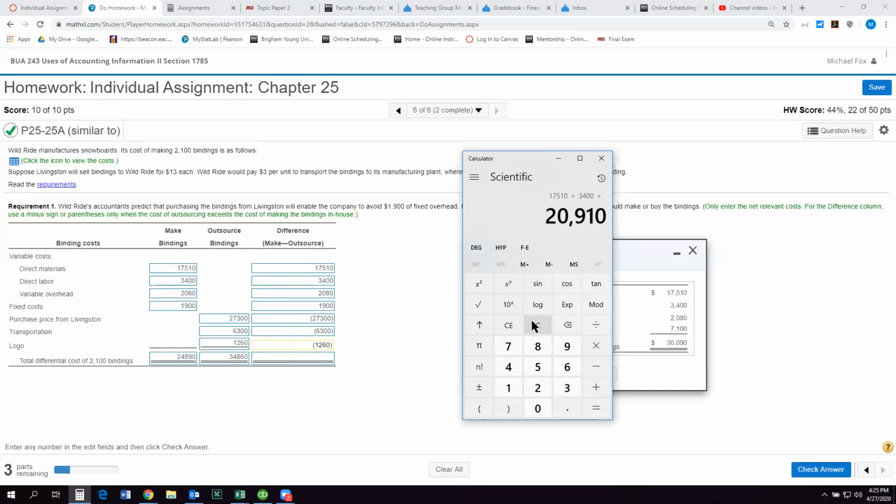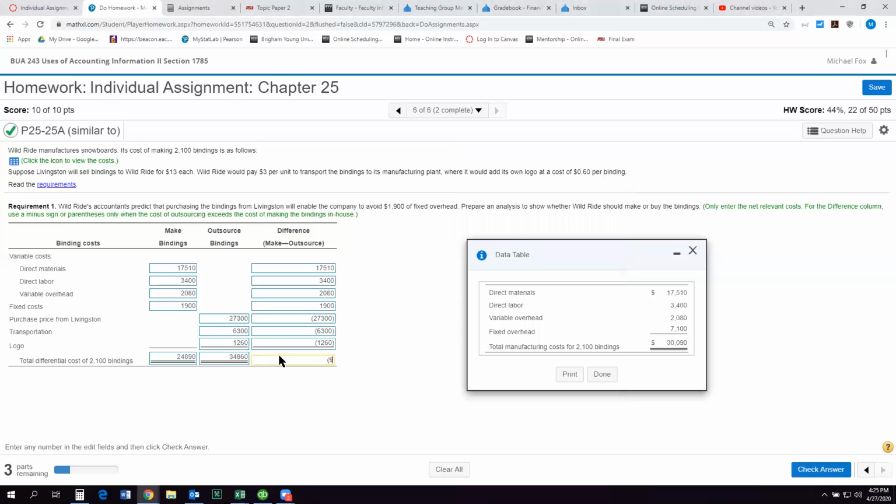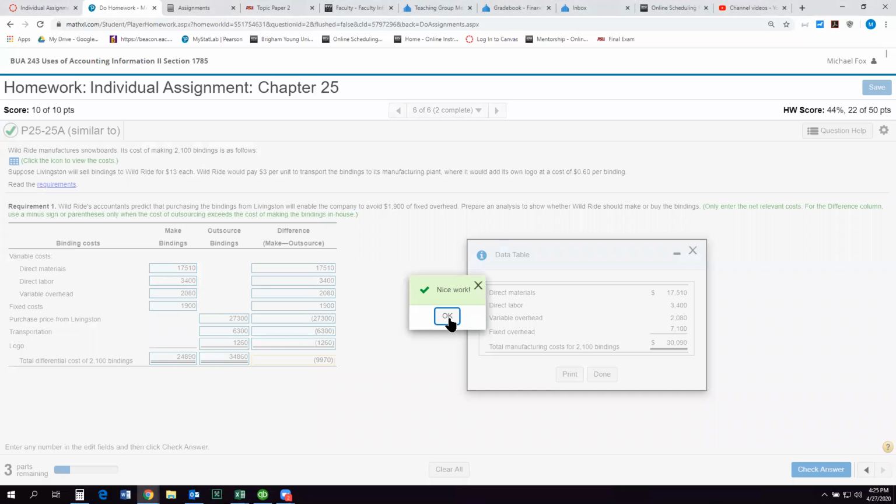We add all those up, and we will get the total difference: 17,510 plus 3,400 minus 27,300 minus and so on, so we end up with a negative 9,970, which means it is $9,970 more expensive to outsource than it is to make the bindings.